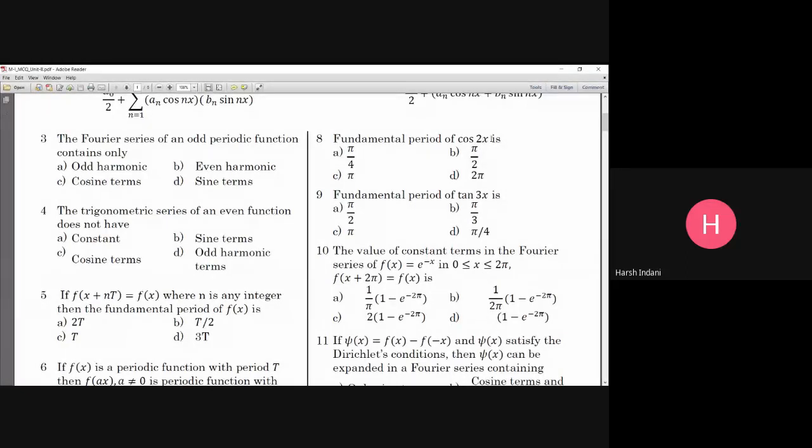Fundamental period of cos 2x. What is that? Period of cos x is 2 pi. Correct.